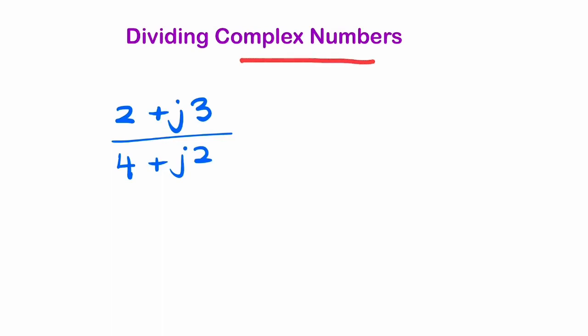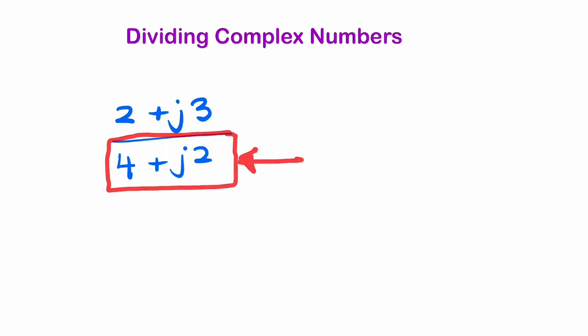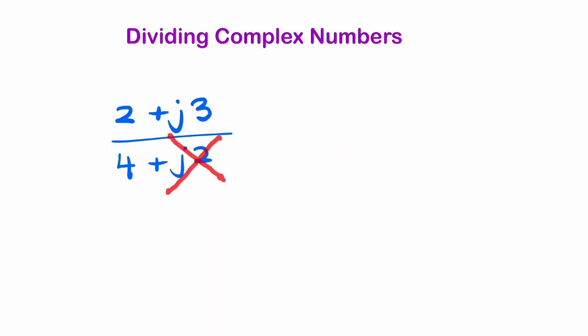So when we try to divide two complex numbers, so you have a complex number in the numerator and a complex number in the denominator, what you need to do is somehow convert this denominator into a real number. So we need to get rid of the imaginary component. We do that by multiplying by something called the complex conjugate. So we multiply by the complex conjugate.